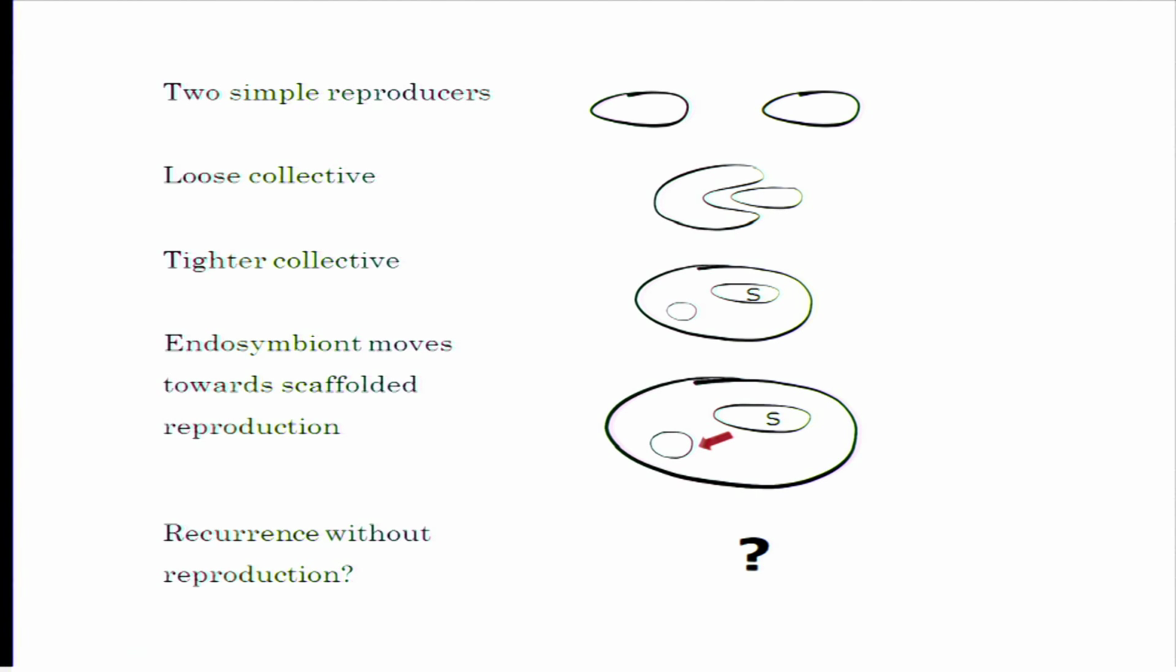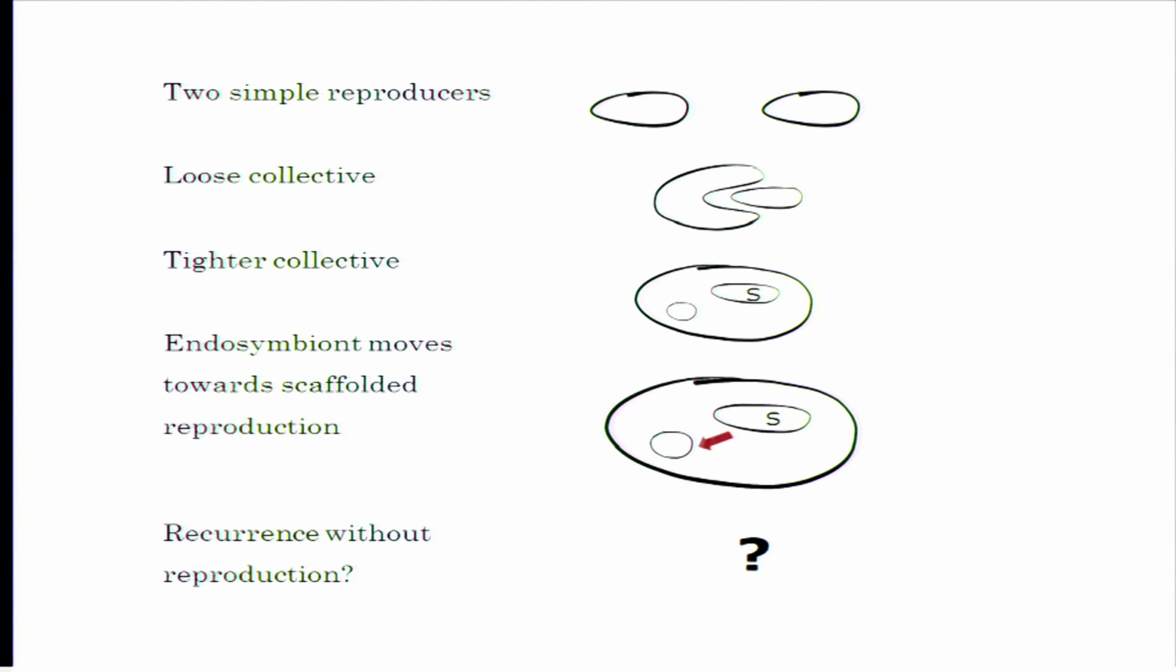Now, that's only true in the limit, though. It's hard for a scaffolded reproducer of this kind to lose reproducer status completely, because this would require not only that all the genes be lost to the nucleus, as does happen in some cases with mitochondria, but also that another basis for parent-offspring lineage identification exists, which is the membranes themselves.